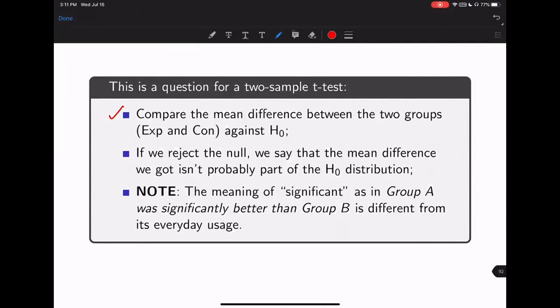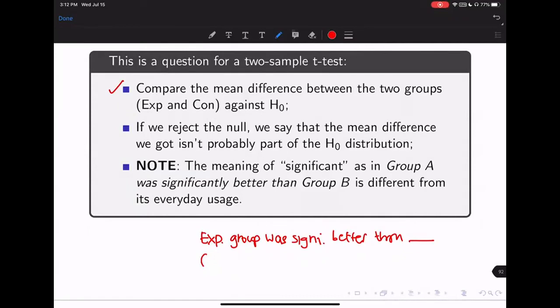And when you reject the null, you may also learn how to write this up. Usually people would write this kind of analysis up as, say, the experimental group was significantly better than the control group. And then you say t with some number here. I'm not going to go into detail. And then you report the p-value. This is what you usually see in statistics. You learn to report this kind of analysis, and you say the experimental group was significantly better.